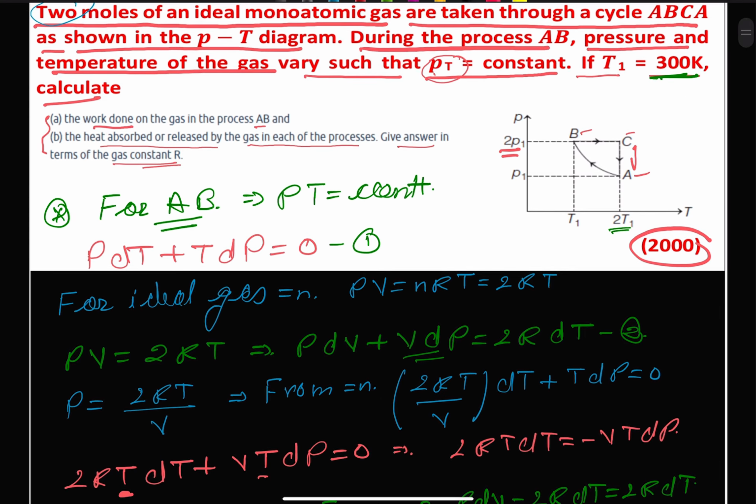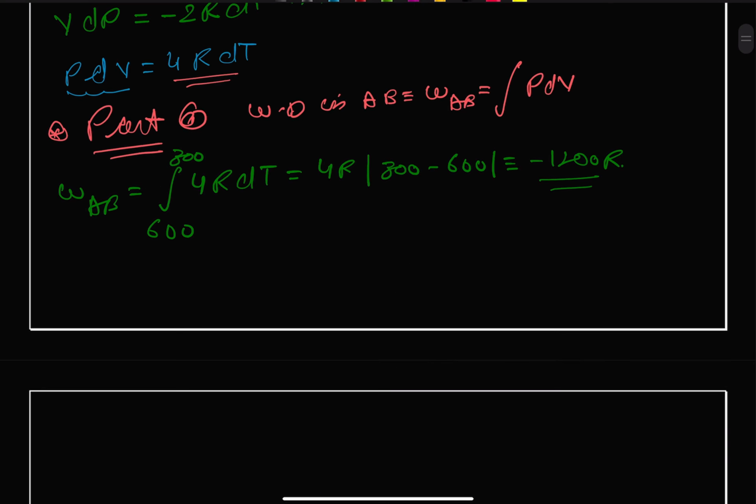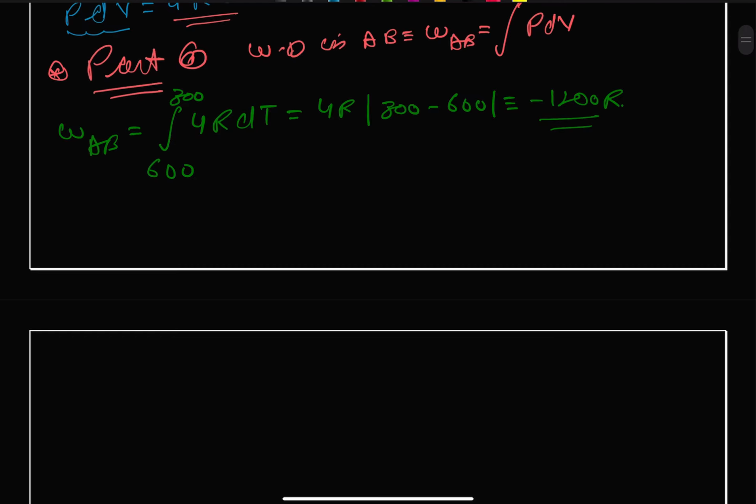And in part B, we have to find out the heat absorbed or released in each of the processes. So basically we have three processes: AB, BC and CA. Let us solve it for BC, and in BC the pressure is constant, so we can say it is basically an isobaric process.